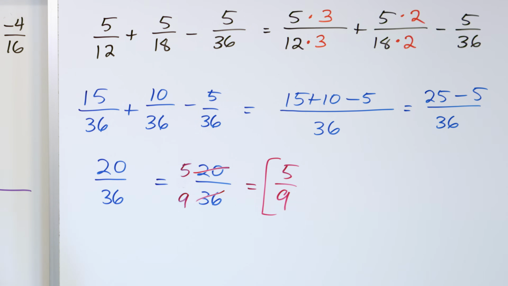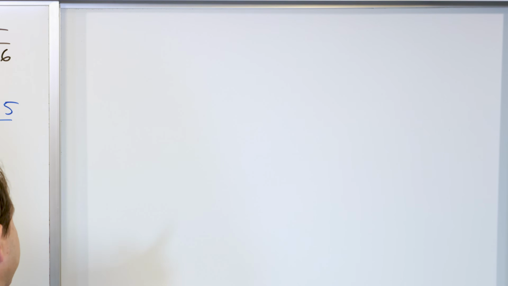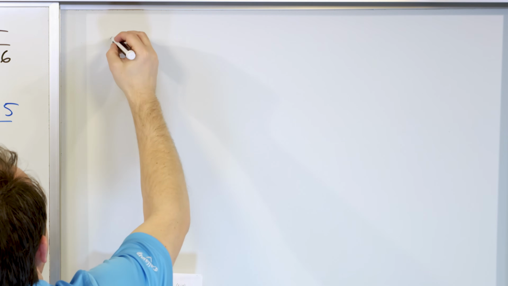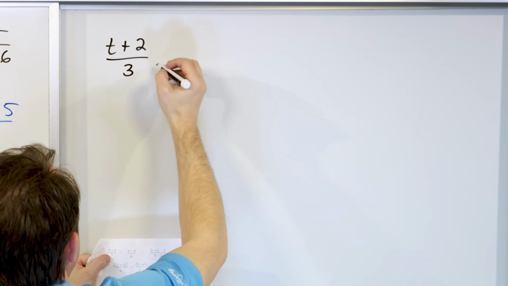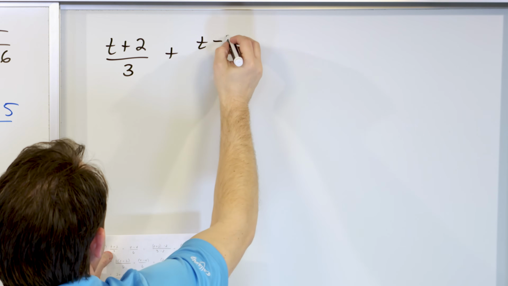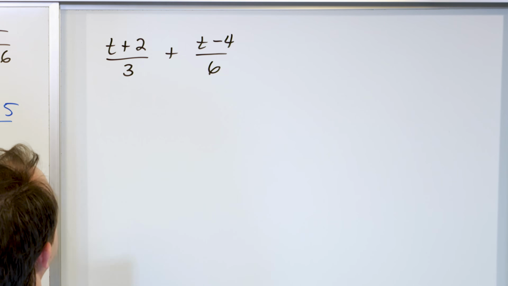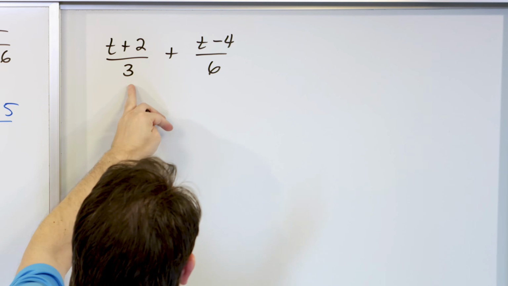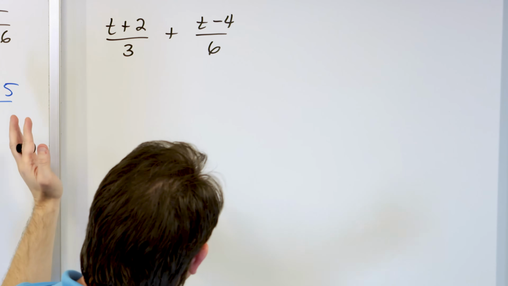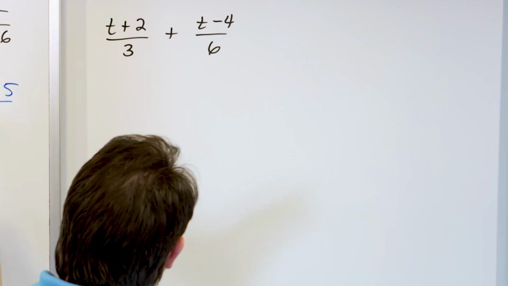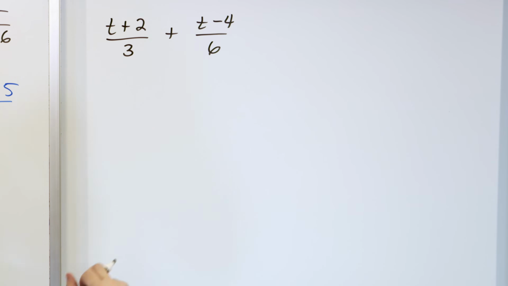All right, so let's go on to the next board. Have a clean slate and do our first real problem. What if we have the expression t plus 2 over 3 plus t minus 4 over 6. So now we have two fractions. They have different denominators, so we cannot just add them. But we have algebraic numerators, so we can't just really add them. But we're going to do the exact same thing. We have to get a common denominator.